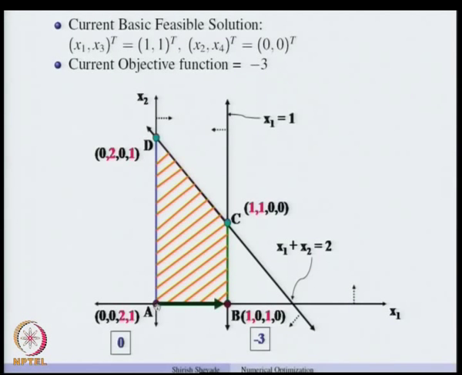So, which means that by making x1 to be basic and removing x4 from the basic variable set, we were able to move from the point A to the point B in this feasible region. And not only that, we also decreased the objective function value from 0 to minus 3 in moving that. So, you will see that now x1 and x3 are the basic variables and x2 and x4 are non-basic.